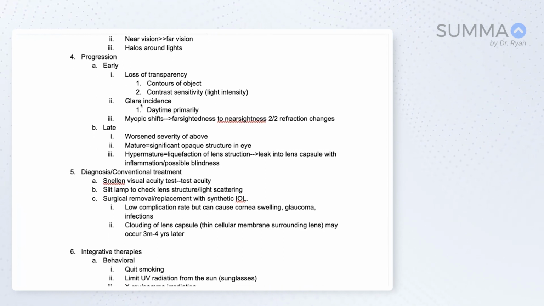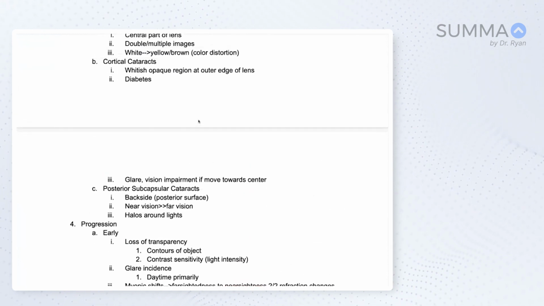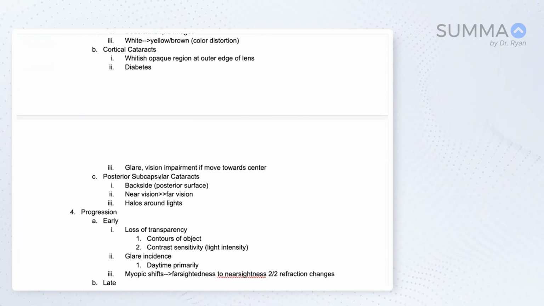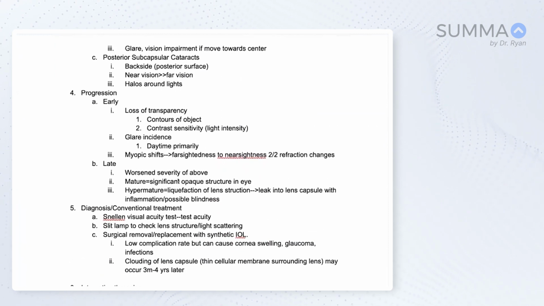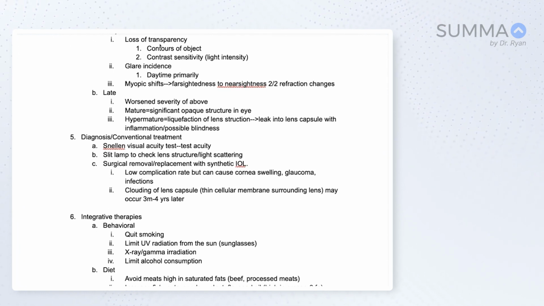Glare, you'll start to notice glare early on, and that's primarily in the daytime. And as we talked about, myopic shifts, going from farsightedness to nearsightedness, occurring very commonly with posterior subcapsular cataracts, is another issue you'll see early on. And then the symptoms that you see with late progression are primarily just very bad progression of all of these. So worsened contrast sensitivity, lots of glare all the time, and pretty significant nearsightedness.